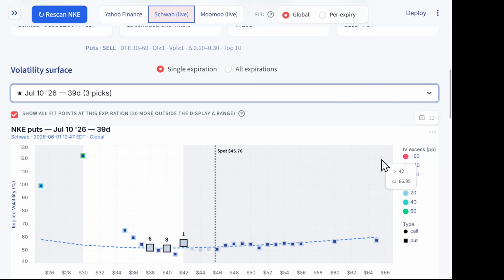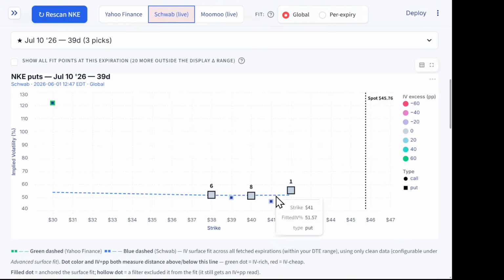Each of these squares plots a put contract at the given expiration, and the strike is mapped on the x-axis. The implied volatility is how far up it is, shown on the y-axis. The current price of Nike, the spot, will be right of the dots because we're showing out of the money puts. So the spot is above the strikes. We want to sell a put below the current price. This view only shows puts in our delta range.